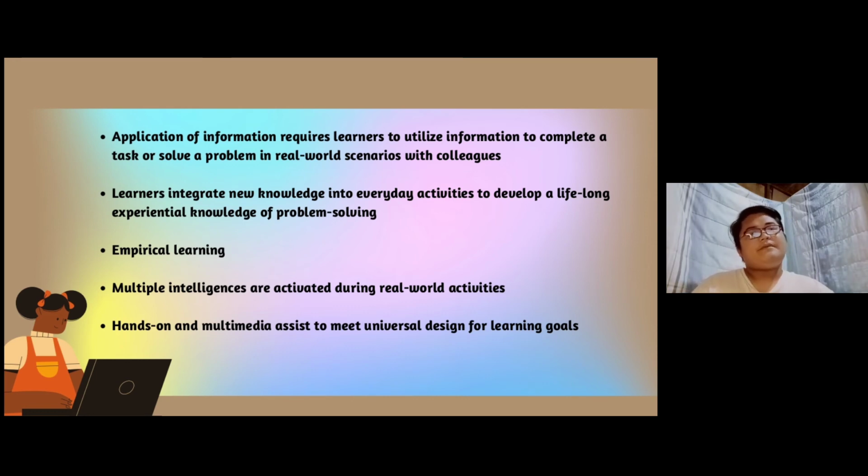Okay, so when we say empirical learning, it is based on a process of comparing a number of different objects, picking out their common observable characteristics, and based on it, formulating a general concept about this class of object. Okay, so the next one is the multiple intelligences are activated during real world activities.